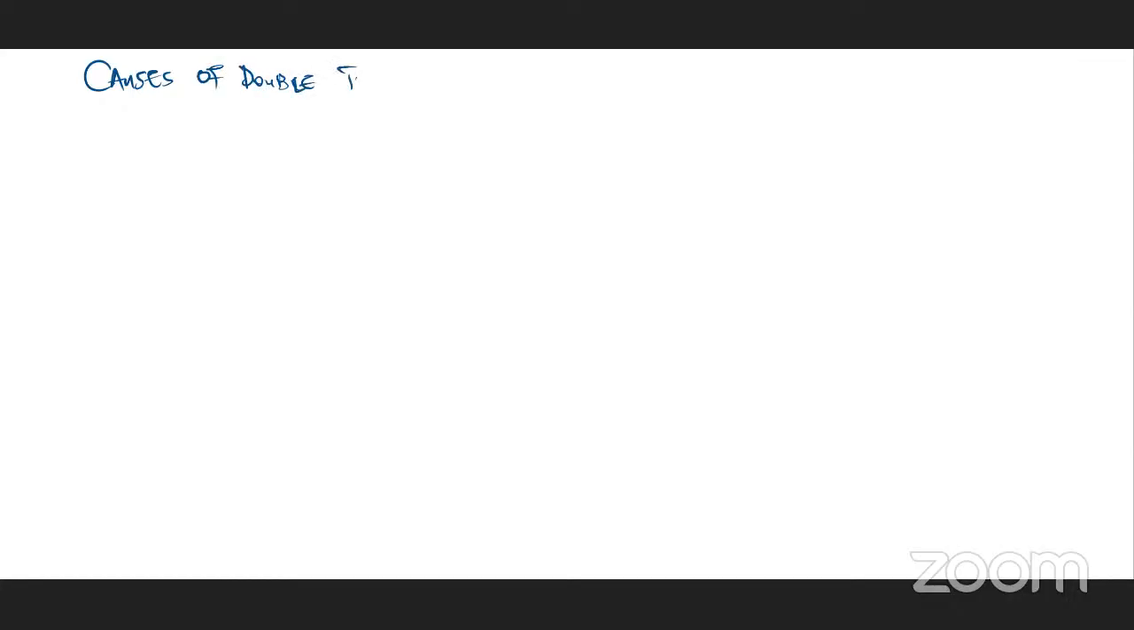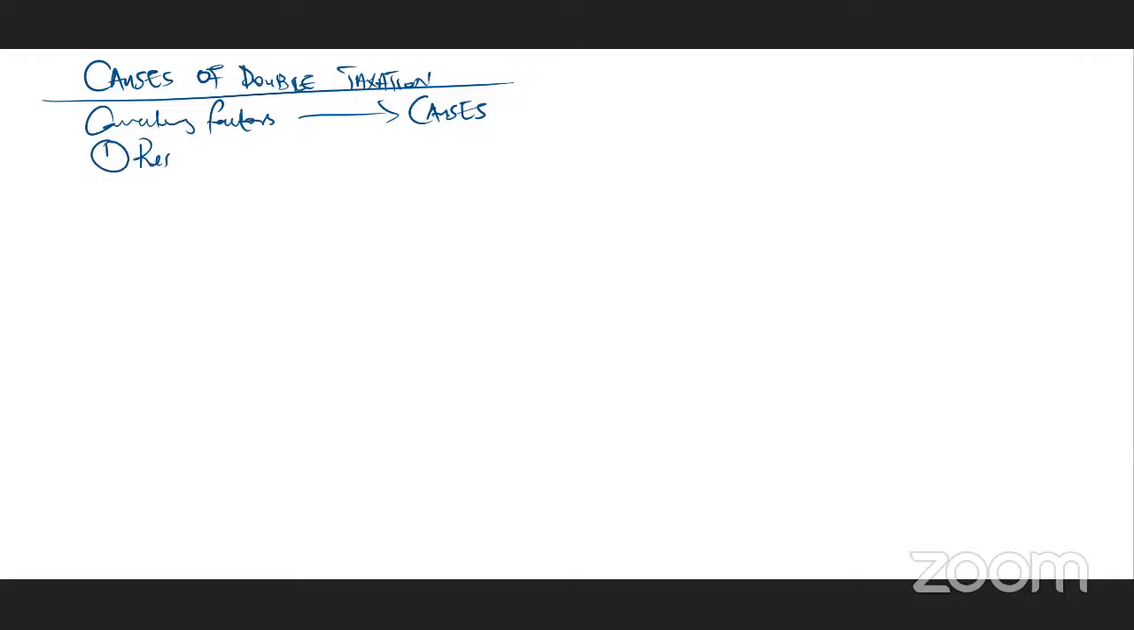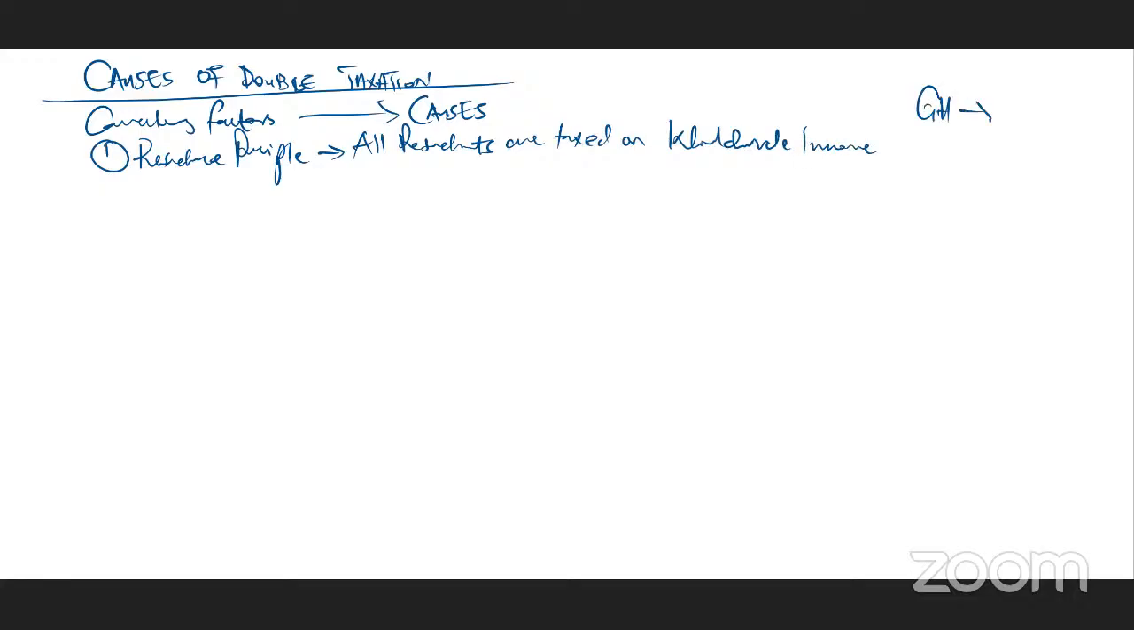The causes of double taxation. So what are the causes of double taxation? So we have the connecting factors, right? And these connecting factors lead to the causes. So what are these connecting factors? We said the connecting factors were the principle of residence. That's the residence principle, which says what? All residents are taxed on worldwide income, right? So if we come to Ghana, we can make reference to section 3 of the Act 896, all right?